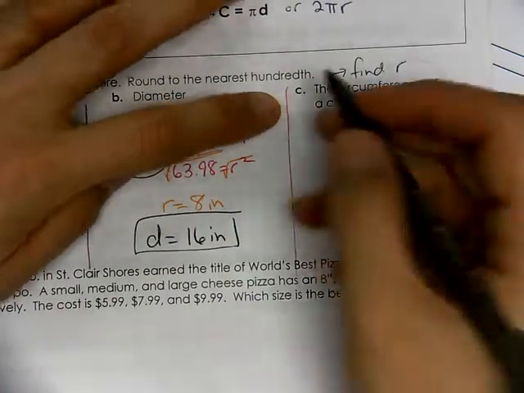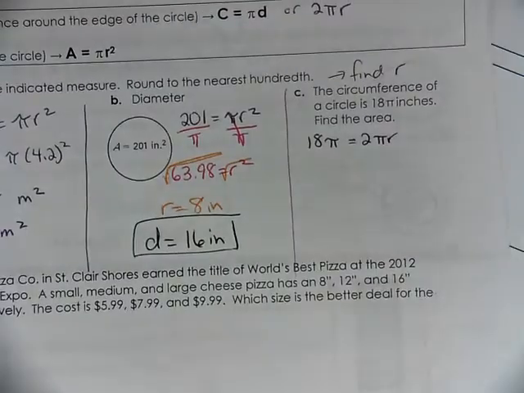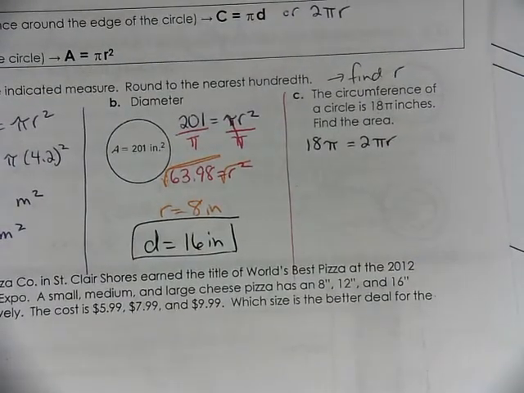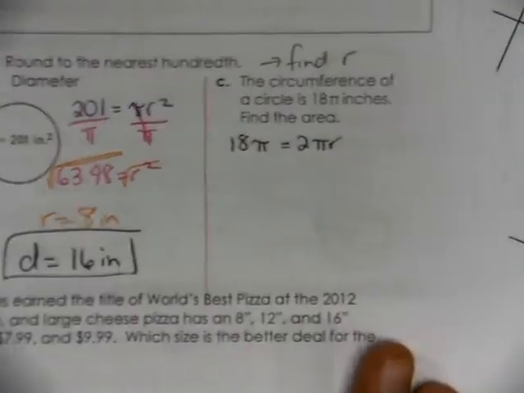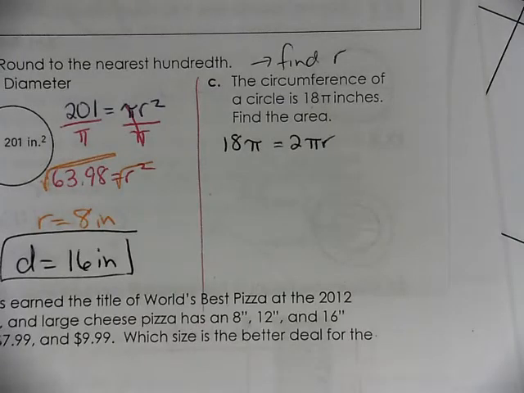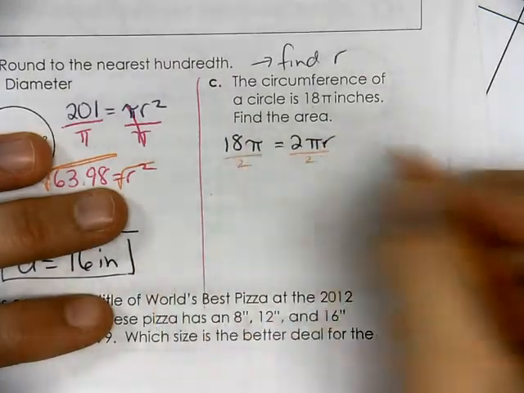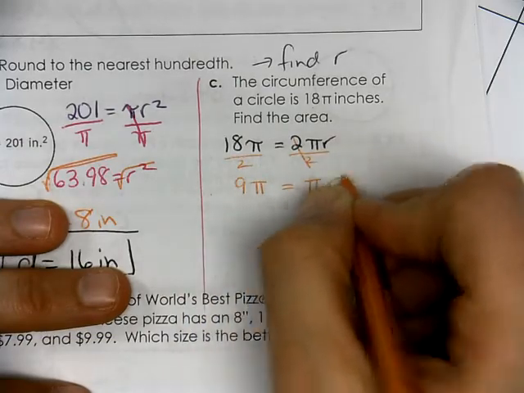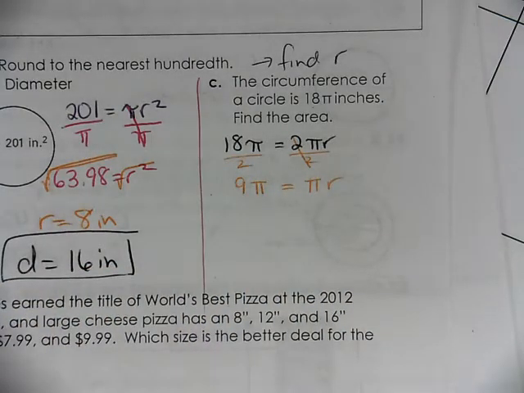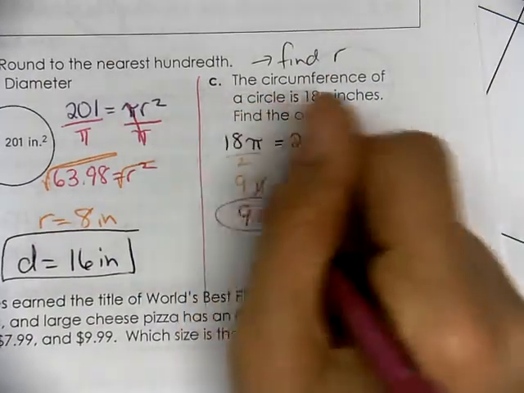So I'm going to do what we did yesterday. I'm going to make 18 pi equal to 2 pi r. I'm going to make the circumference equal to the circumference formula. Does that make sense? Because we're given the circumference. So, this is like number 7 on your homework. I can divide by 2. I get 9 pi is equal to pi r. Since pi is on both sides, you can just cancel pi. So 9 is the radius.